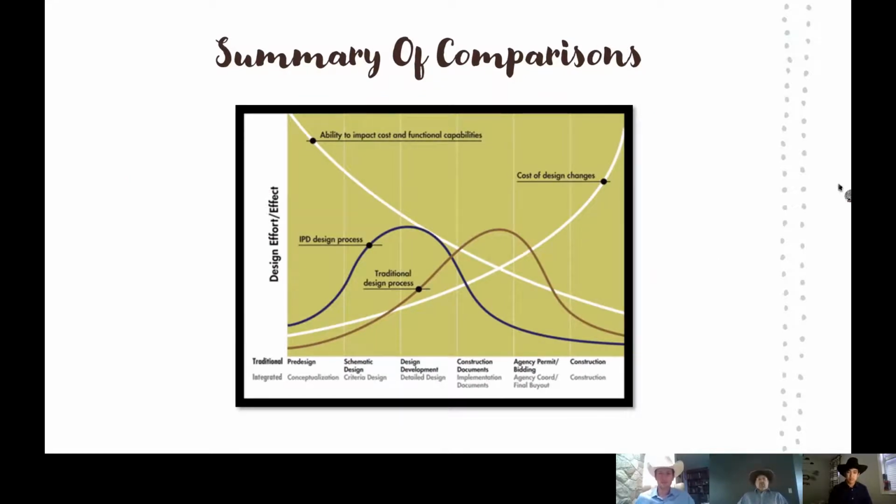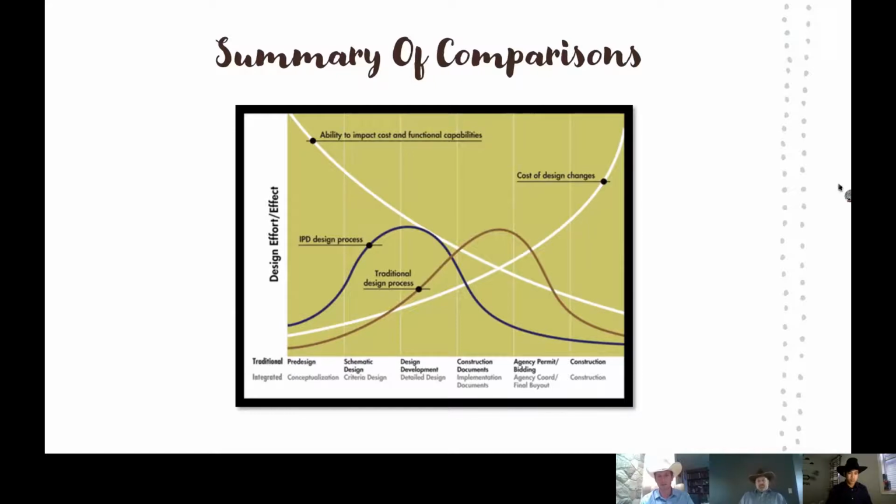So I like this graph. It's just kind of a summary of some of the comparisons. The blue line there is the IPD, and the brown line represents the traditional design process or design, bid, build. Some of the main takeaways I take from this is that with the blue line, you can see how early the design effort and effect is as opposed to the design, bid, build. It starts way before that. And then, you can see this top white line coming from the top left to bottom right, the ability to impact cost and functional capabilities.